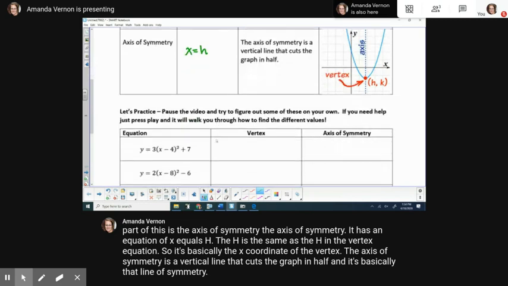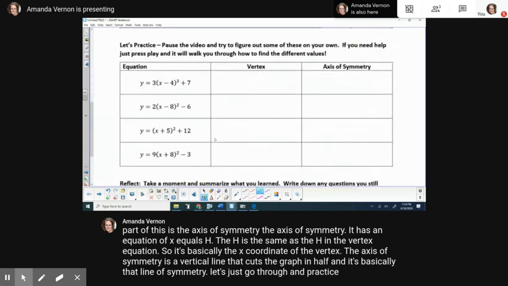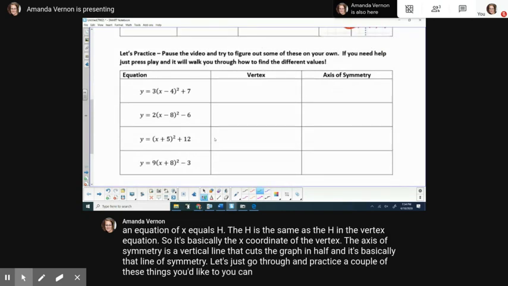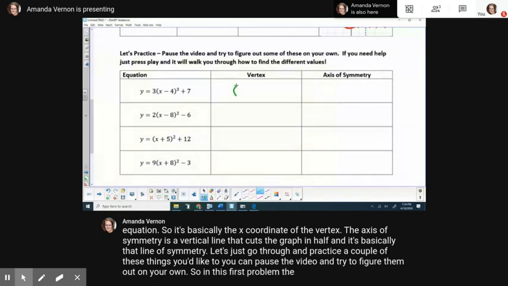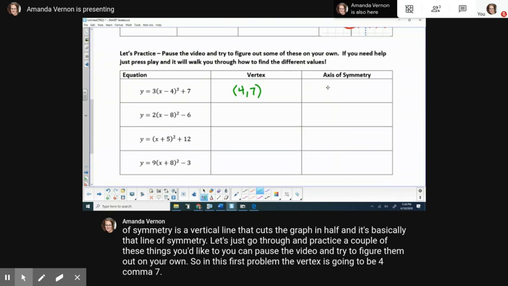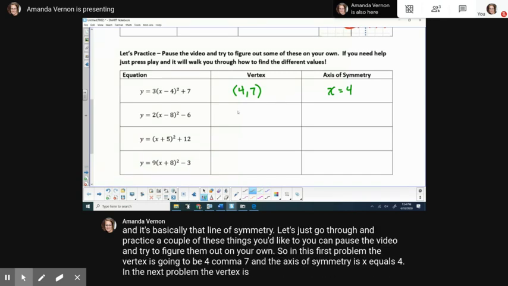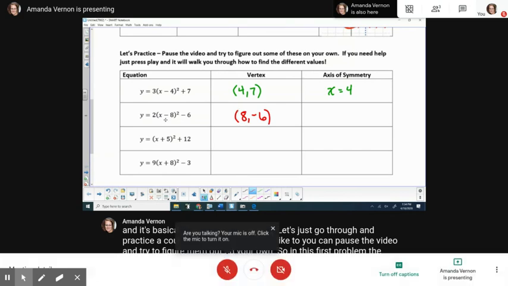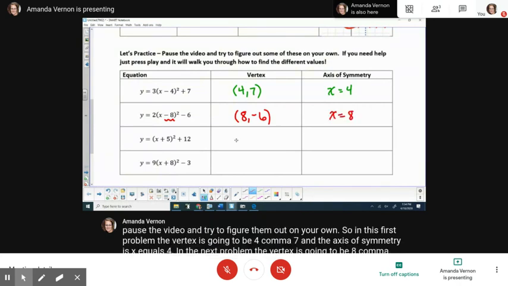Okay. Let's just go through and practice a couple of these things. If you'd like to, you can pause the video and try to figure them out on your own. So in this first problem, the vertex is going to be (4, 7), and the axis of symmetry is x equals 4. In the next problem, the vertex is going to be (8, negative 6). Notice it's always opposite of what you would think inside of there. And the axis of symmetry is x equals 8.